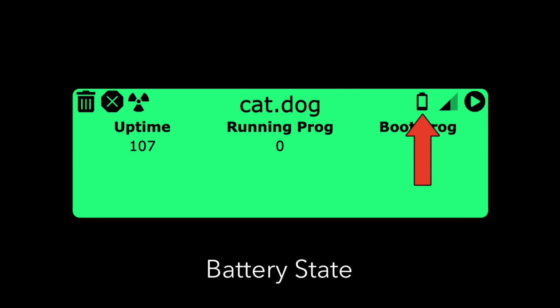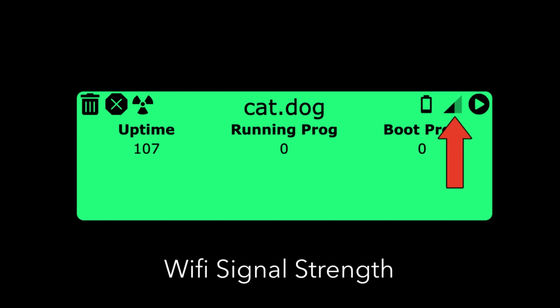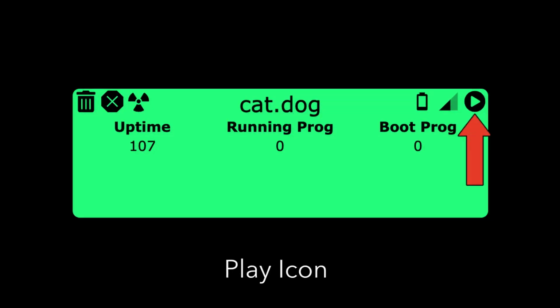Holding the mouse pointer over the icon reveals more information. The Wi-Fi icon tells you how strong the Wi-Fi signal is as seen from the JackBord's point of view. Holding the mouse pointer over the icon reveals more information. This is the play icon, and you click it to get to the JackBord's dashboard.